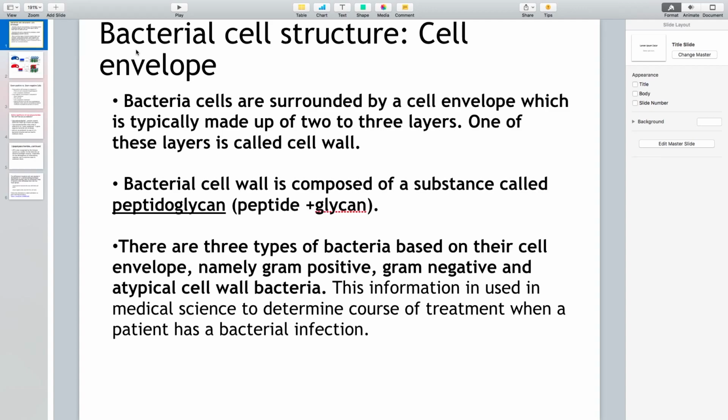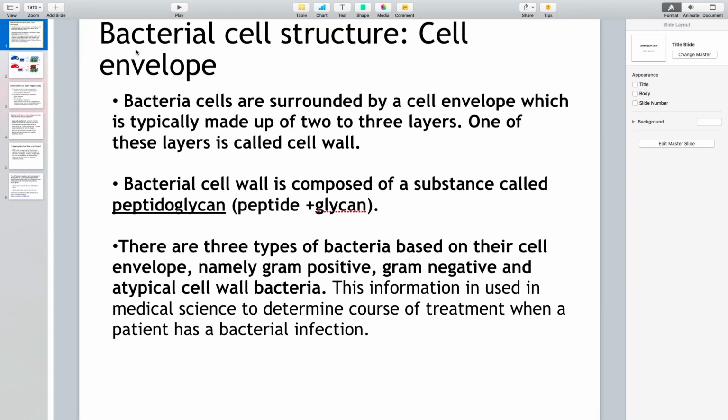the bacteria. One of these layers is called cell wall, which is composed of a substance called peptidoglycan. As the name indicates, peptide refers to some protein structure, glycan refers to some sort of carbohydrate. So peptidoglycan is made up of protein and carbohydrates linked together. There are 3 types of bacteria based on their cell envelope, namely gram-positive, gram-negative, and atypical cell wall bacteria.